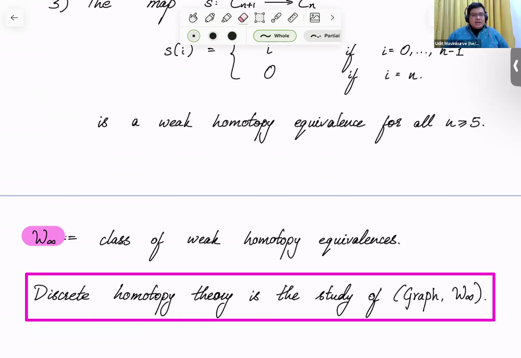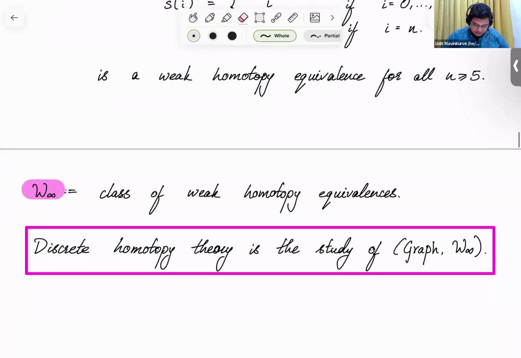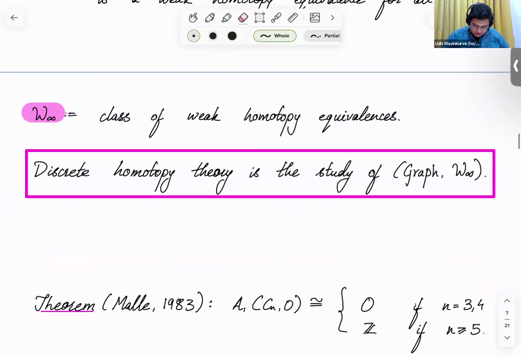Okay. So now we define these homotopy invariants, these discrete homotopy groups. But as we know, the homotopy groups are always easy to define, but hard to compute. So we really need some computational techniques to go ahead and compute these.